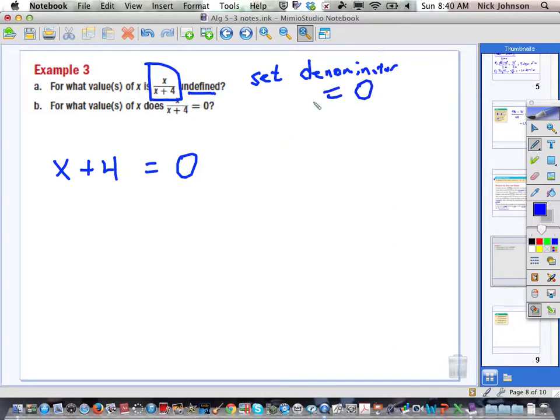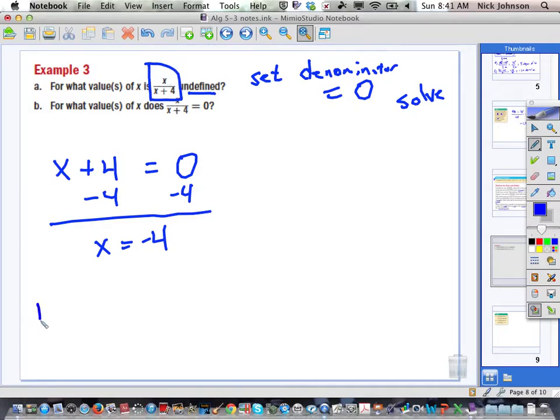I don't want you to. Go back and rewatch this after I get done. Okay? If you want to know when it's going to be undefined, set the denominator equal to 0 and solve. So, the inverse of adding 4, subtracting 4. Whatever I do on one side, I do on the other. X has to equal a negative 4. So when x equals a negative 4, this problem is undefined.